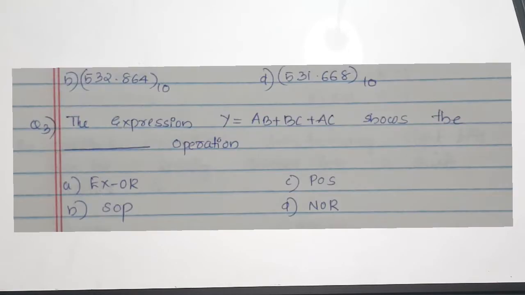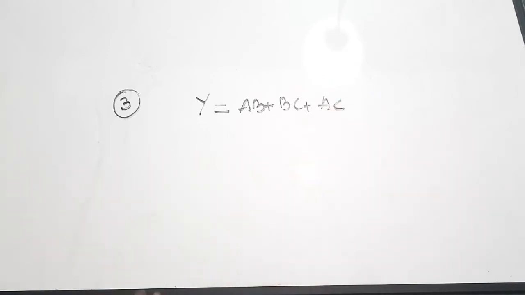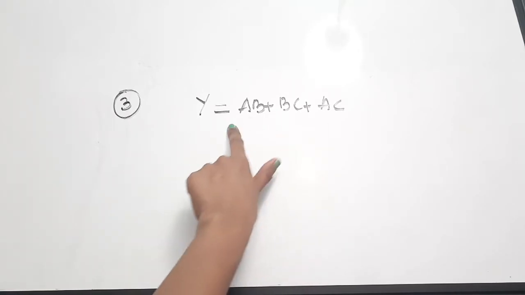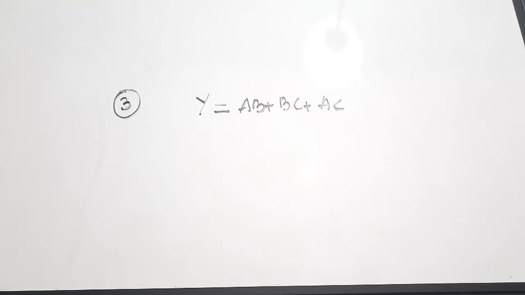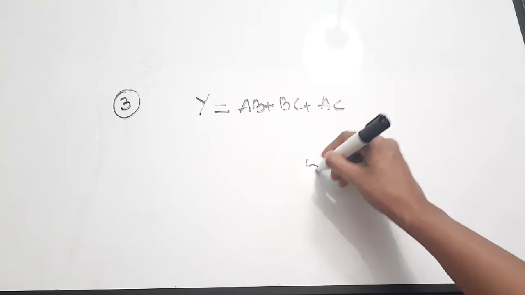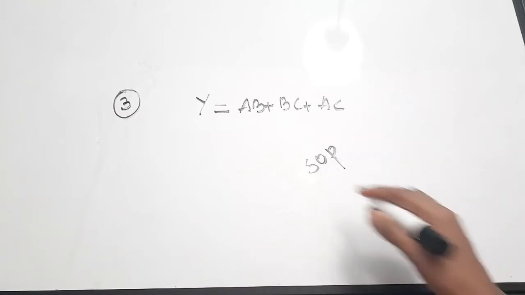The third question is the expression, I'll write the expression for you. Expression Y equal to AB plus BC plus AC shows the dash operation. So the expression is Y equal to AB plus BC plus AC, and this shows the dash operation. The options are A, XOR. Is this XOR operation? No, it is not XOR operation. B, SOP. SOP means sum of products. Is it sum of products?